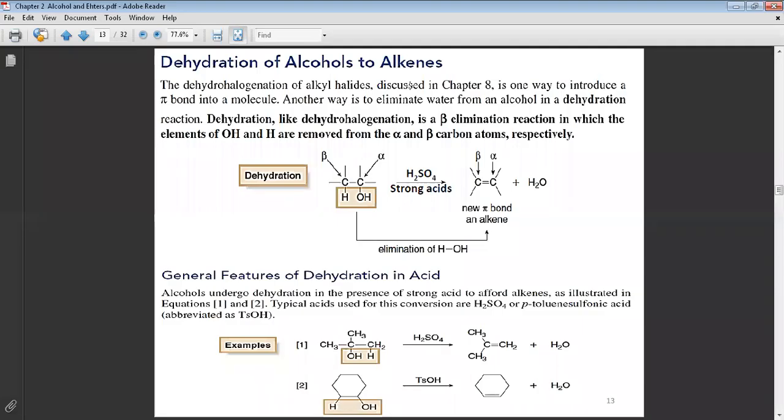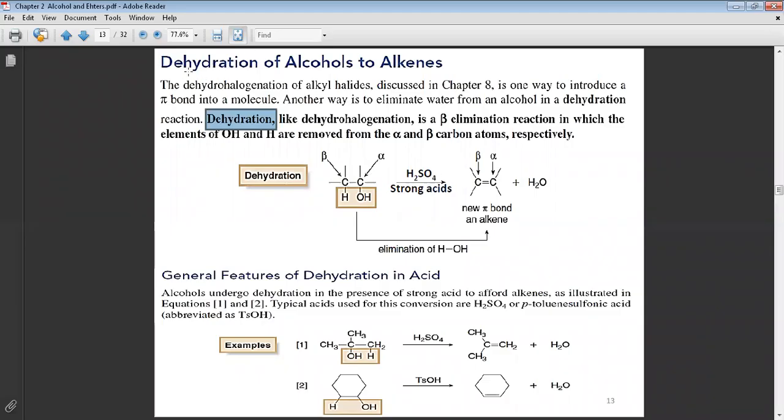Now, dehydration, not dehydrohalogenation. Students, look here. Dehydrohalogenation you studied, but that was from the alkyl halide, meaning the alkyl halide gives you an alkene. But here, the alcohol gives you the alkene.